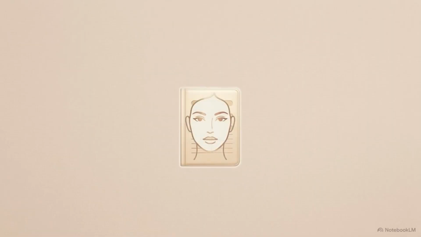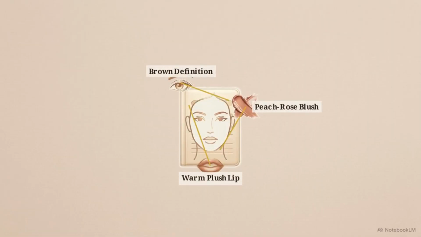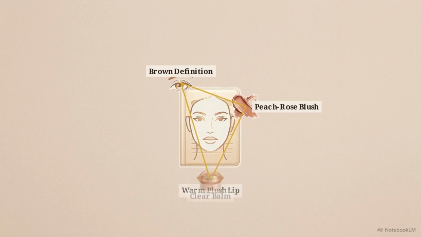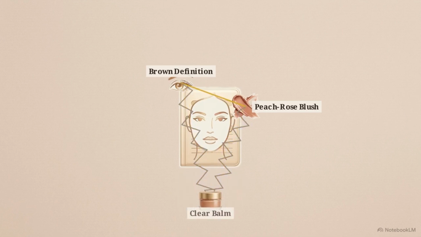The lip cannot exist in a vacuum. The mouth must directly echo the eye makeup and cheek blush. When one point fails, the ecosystem fractures. A clear balm fails to anchor a fully rendered eye, and a cool lip clashes with a warm cheek.